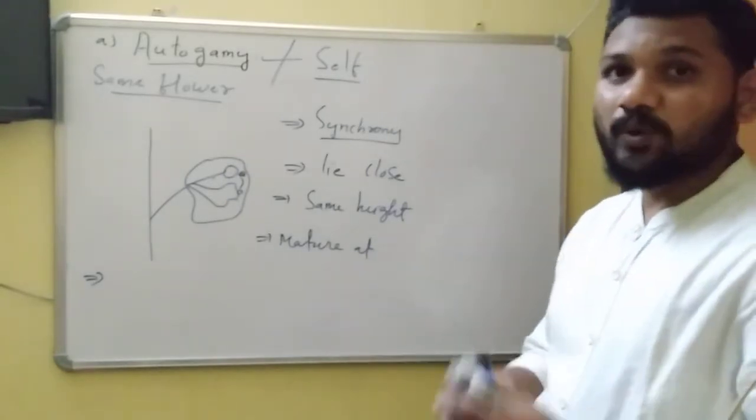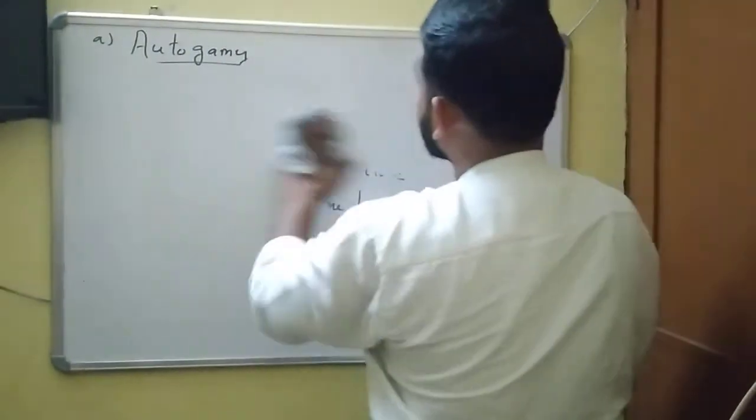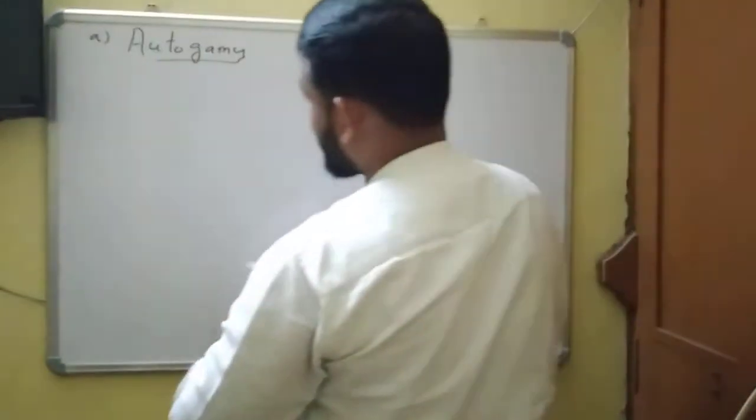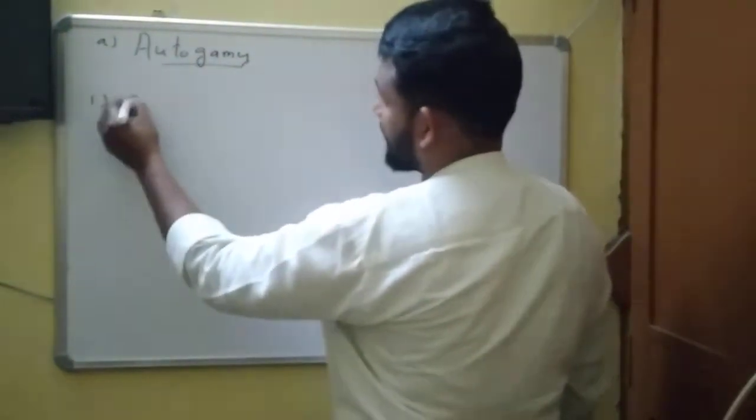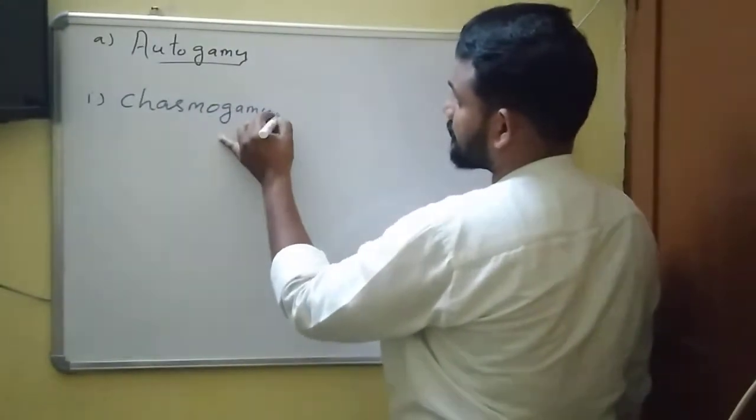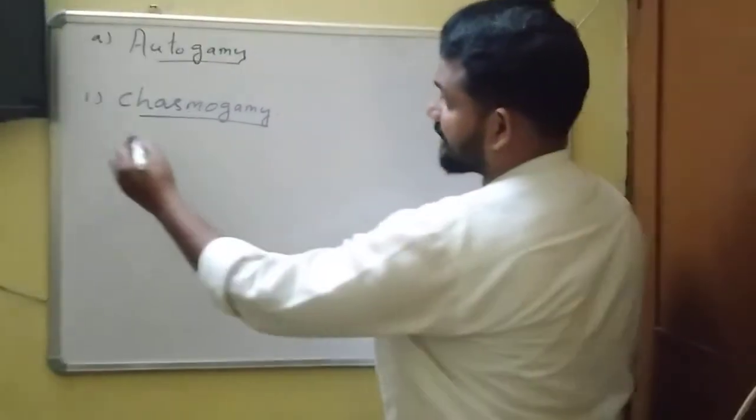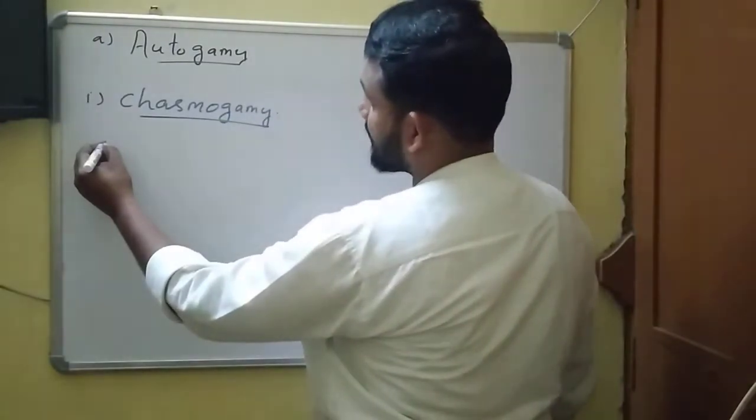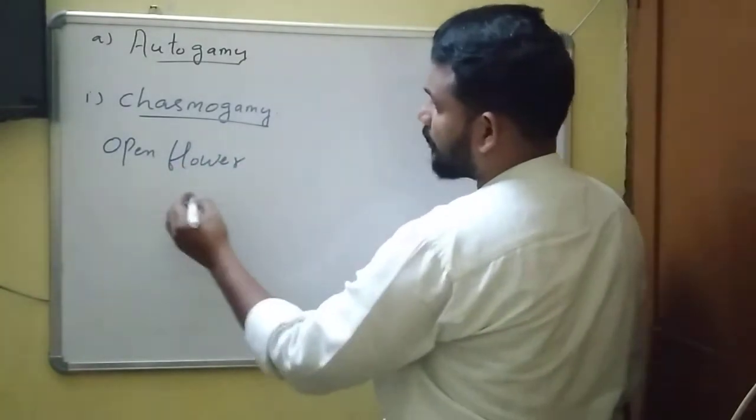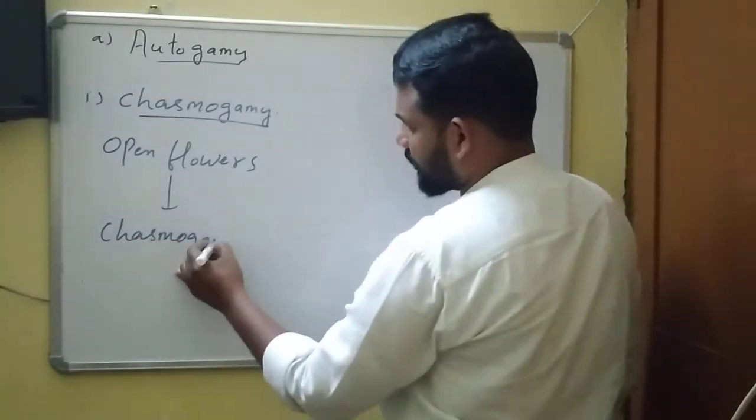These are the conditions. But what are the chances to occur autogamy or self-pollination? There are 3 chances. What are the 3 chances? First one is chasmogamy. So what is chasmogamy? If self-pollination occurs in open flowers, open flowers are called chasmogamous flowers.